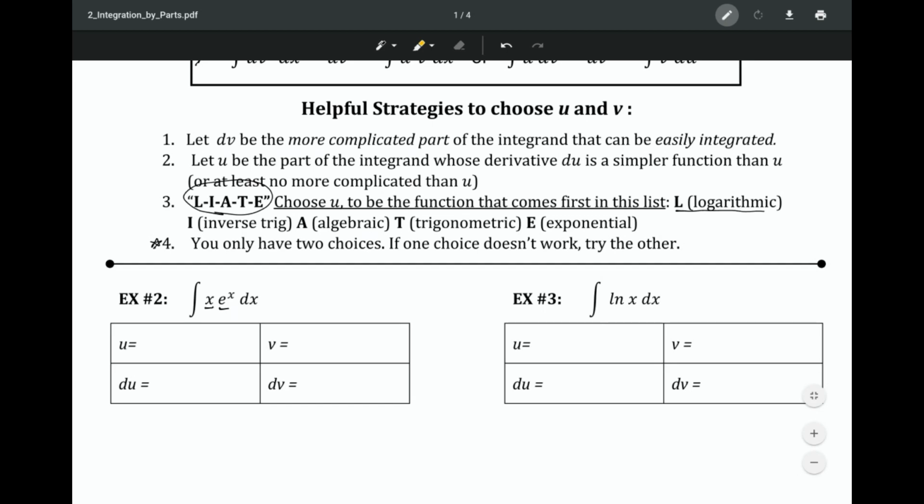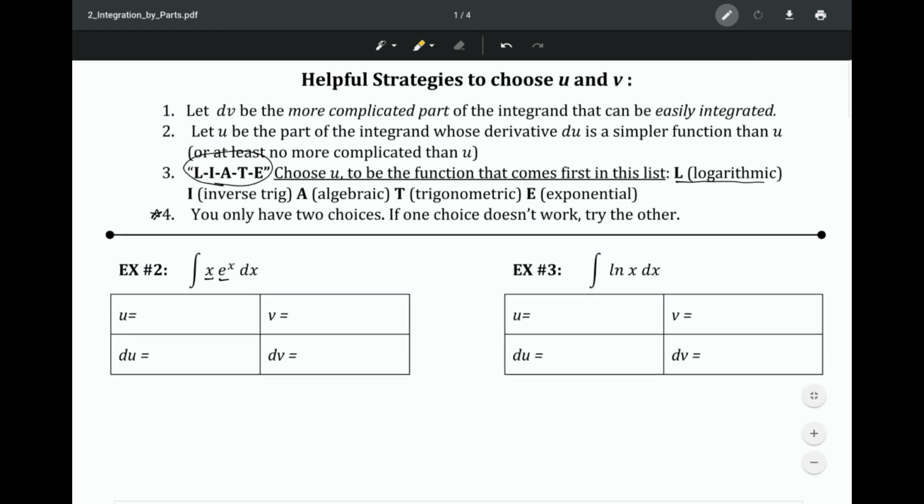If you choose the wrong one to be u and the wrong one to be dv or v prime, and that doesn't work, then you're just going to reverse that and switch them. You only have two choices. So if one doesn't work, try the other. So here's the idea.